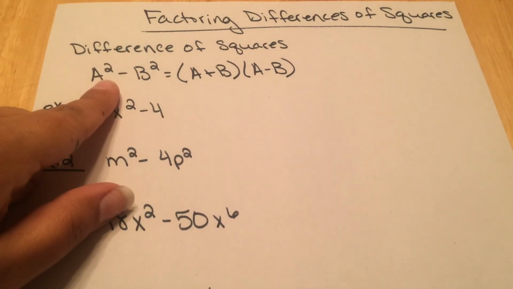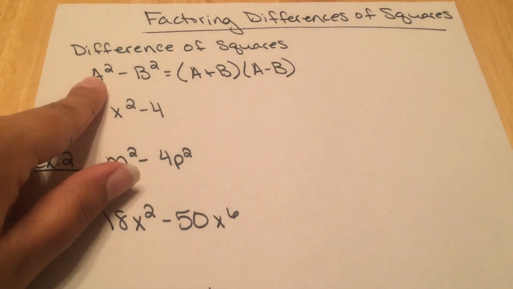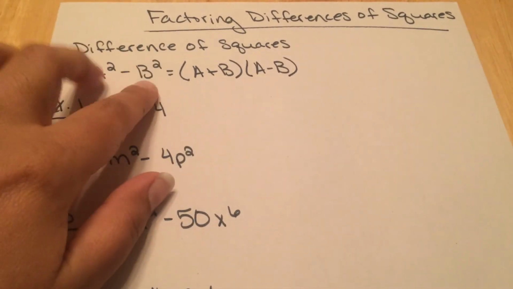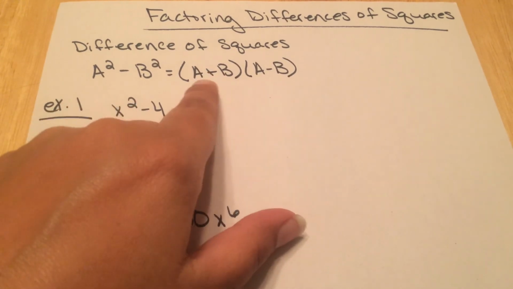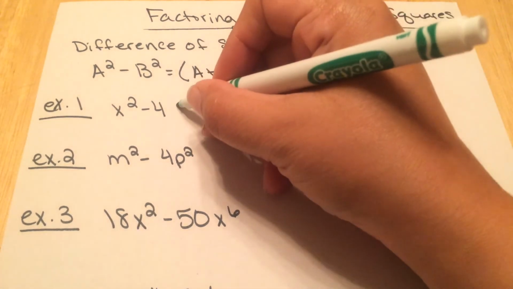So difference of squares is a squared minus b squared. It's going to be two squares, only two terms. And what's nice about this is it's always going to be in this form, a plus b times a minus b. Looks a little tricky right now. We're going to see it in action with example 1.